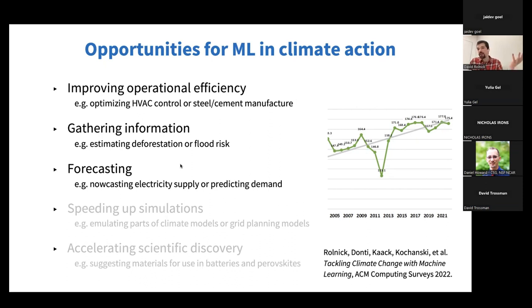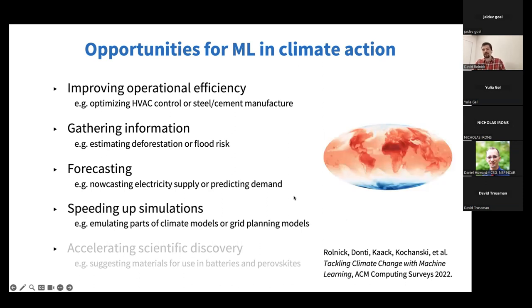The UK's national grid is a world leader in this respect, employing algorithms for both nowcasting, so forecasting electricity supply down to the minute, and predicting demand as well. Often this was done manually before, but recently, for example, a new machine learning-based algorithm by the UK's national grid reduced the error in demand prediction by about 40%. So there's a lot of room for helping these systems to run better.